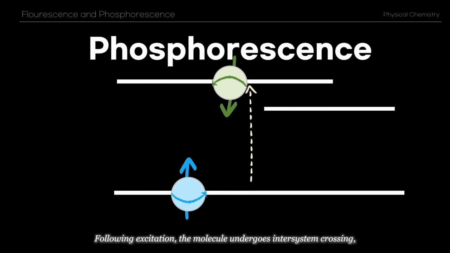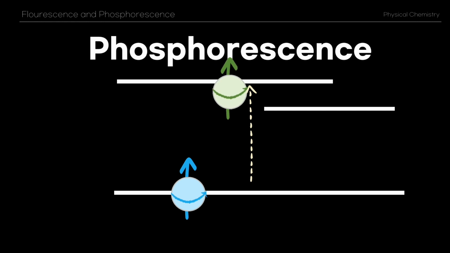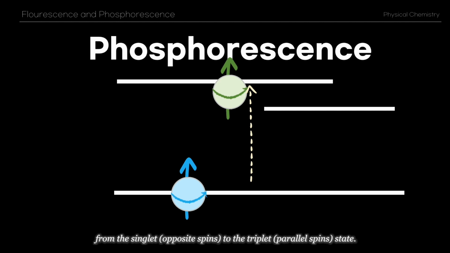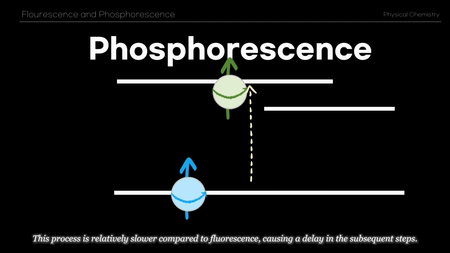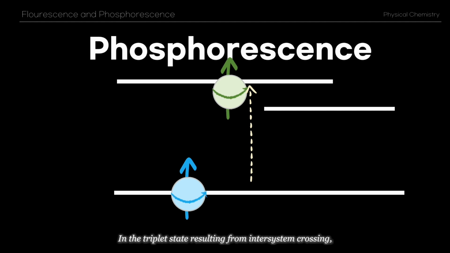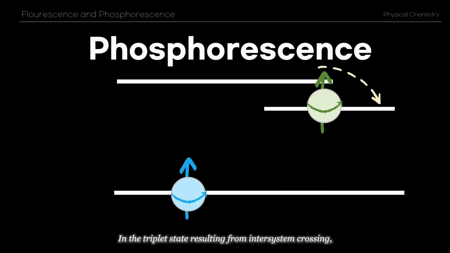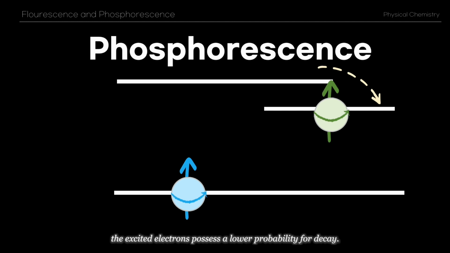Following excitation, the molecule undergoes intersystem crossing, where the excited electrons change their spin states from the singlet, opposite spins, to the triplet, parallel spins, state. This process is relatively slower compared to fluorescence, causing a delay in the subsequent steps. In the triplet state resulting from intersystem crossing, the excited electrons possess a lower probability for decay. This leads to an extended lifetime of the excited state, allowing molecules to persist in this state for an extended period, ranging from milliseconds to hours.